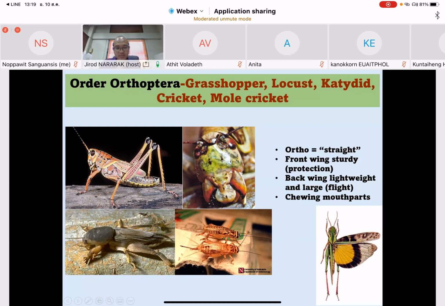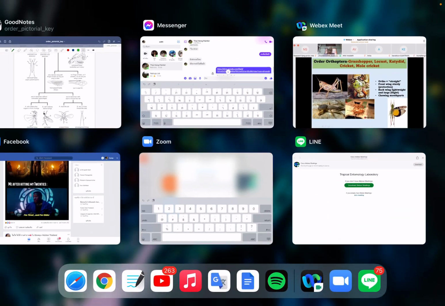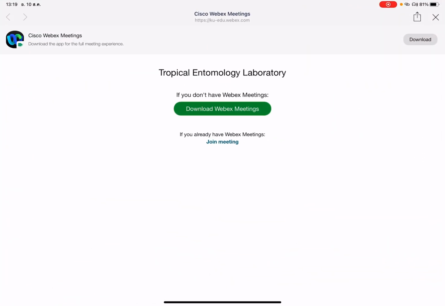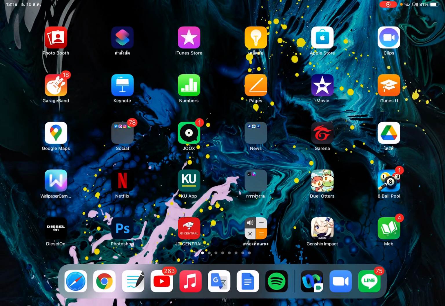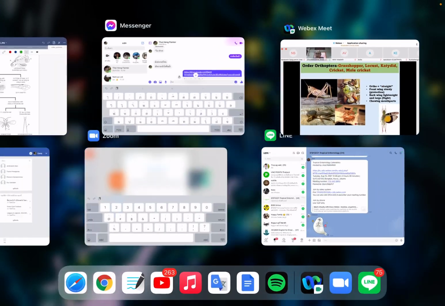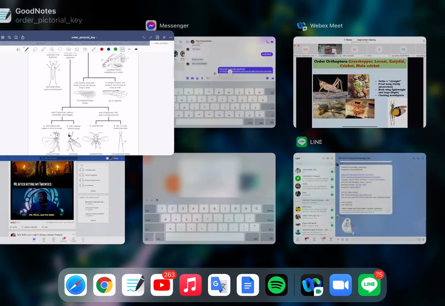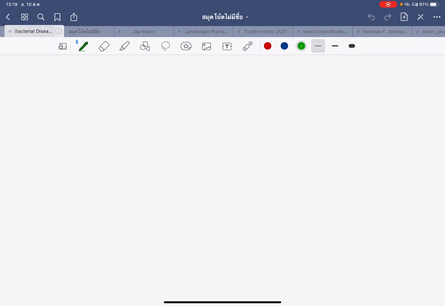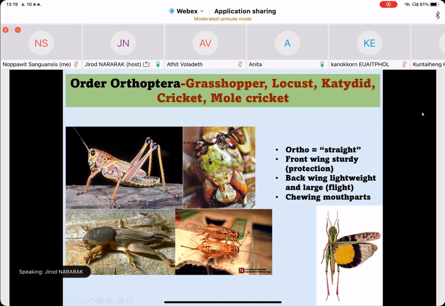What is this part of the leg called? Can anybody answer me? This big part, what is it called in the leg? Femur or tibia, or... Hey, are you sleeping? I'm asking you. Femur. Okay.